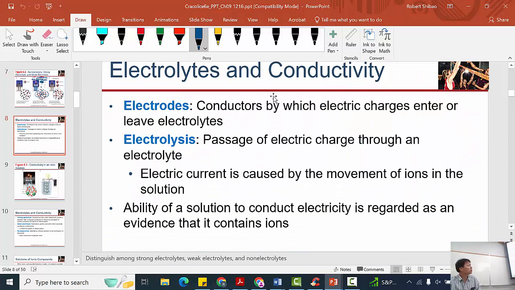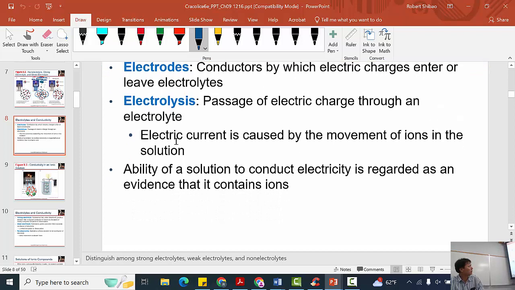Here's some definitions. Electrodes are the conductors by which the electric charge enters and leaves electrolytes. Electrolysis has different definitions, though. When we talk about the electrolysis of water, that's like taking water and breaking it up into hydrogen and oxygen. But these two definitions you don't need to know. I wouldn't bother with those.